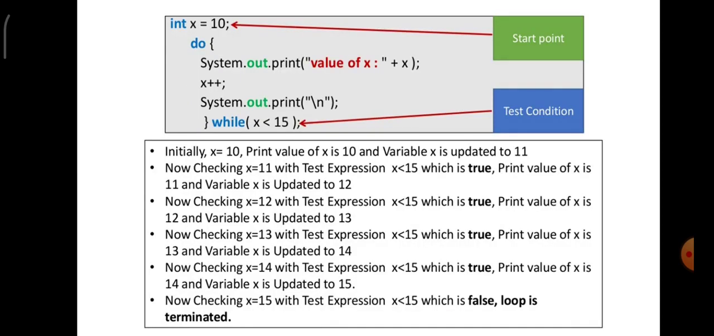That is what I have told you. Look at the last statement. Now checking x is equal to 15 with test expression x strictly less than 15, which is false. So the loop is terminated, it comes out of the loop. Take a look at this statement, because this will explain each and every line, how the calculation is done line by line.